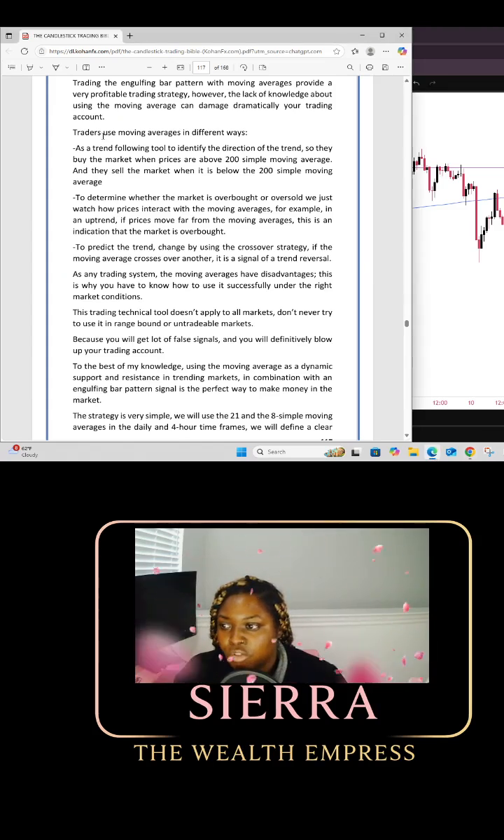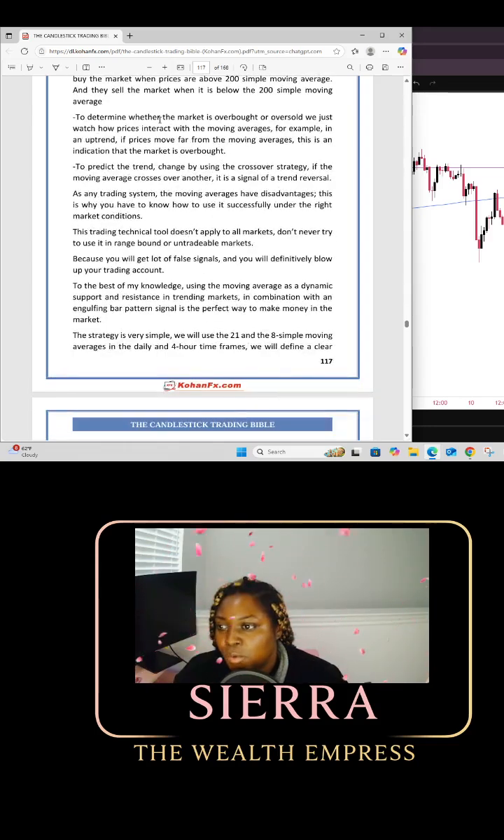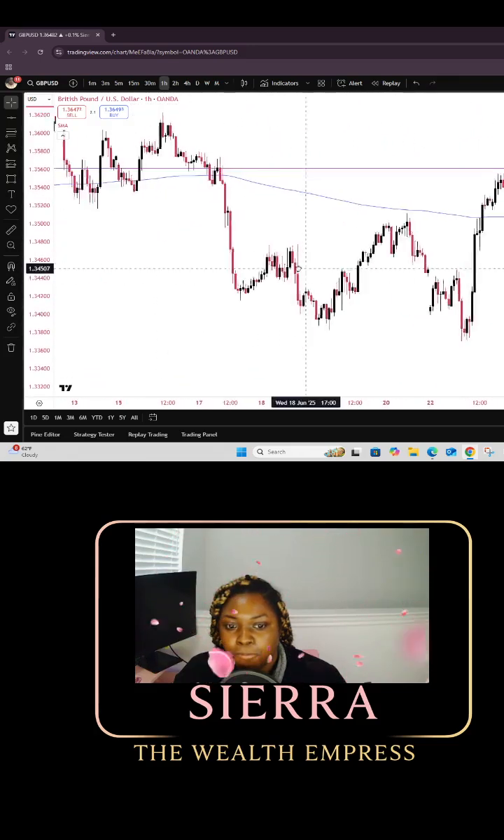All right, traders use moving averages in different ways as a trend following tool to identify the direction of the trend. So they buy the market when prices are above the 200 simple moving average, and they sell the market when it's below the 200 simple moving average. To determine whether the market is overbought or oversold, we just watch how price interacts with the moving averages. For example, in an uptrend, if prices move far from the moving average, this is an indication that the market is overbought.